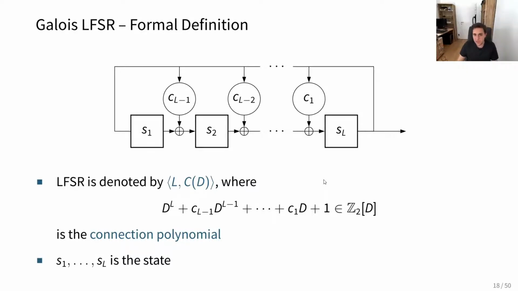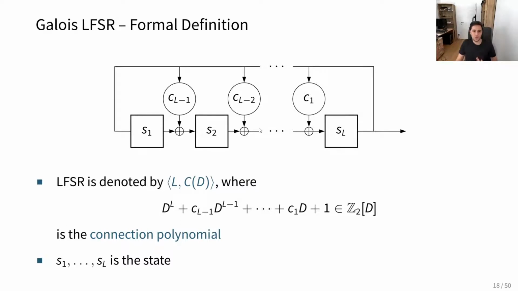We'll see later why this always has to be there, at least for a good LFSR. What happens in the middle is variable. These coefficients depend on the length L, but these two should always be 1.